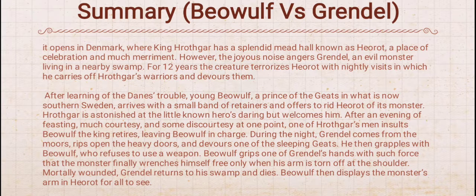After learning of the Danes' trouble, young Beowulf, a prince of the Geats in what is now southern Sweden, arrives with a small band of retainers and offers to rid Heorot of its monster. Hrothgar is astonished at the little-known hero's daring but welcomes him. After an evening of feasting, much courtesy, and some discourtesy, one of Hrothgar's men insults Beowulf. The king retires, leaving Beowulf in charge.